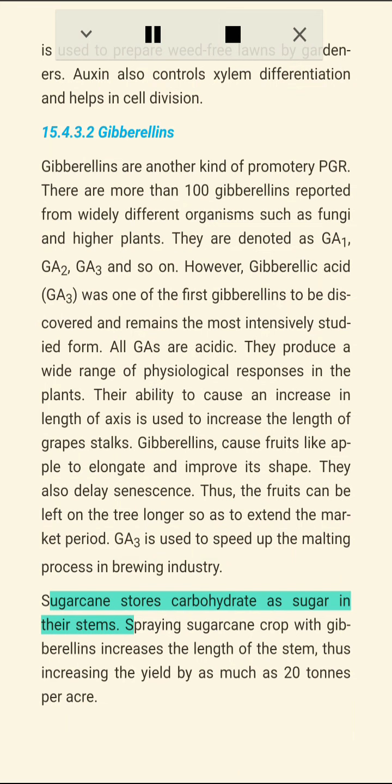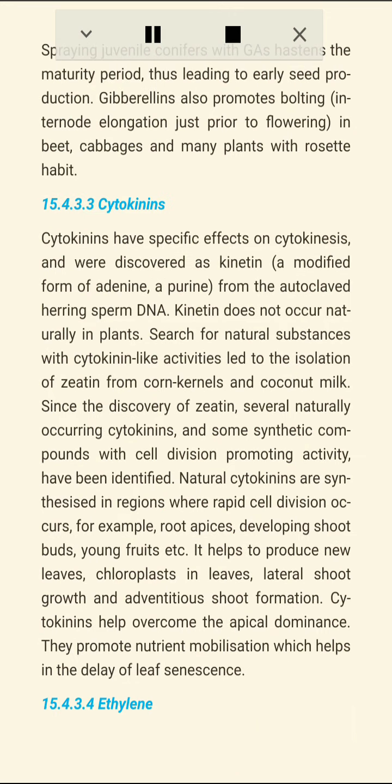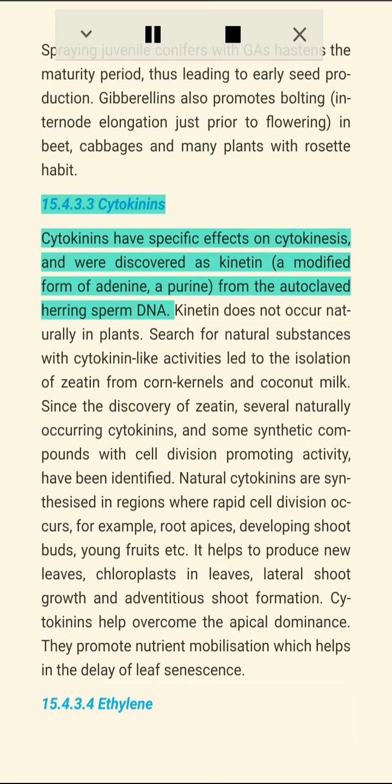Sugarcane stores carbohydrate as sugar in its stems. Spraying sugarcane crop with gibberellins increases the length of the stem, thus increasing the yield by as much as 20 tons per acre. Spraying juvenile conifers with GAs hastens the maturity period, thus leading to early seed production. Gibberellins also promote bolting, internode elongation just prior to flowering, in beet, cabbages and many plants with rosette habit.